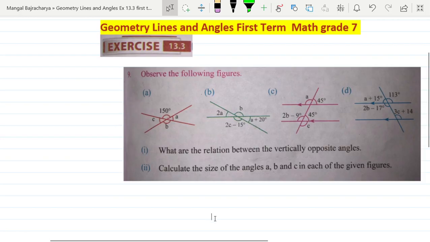Okay, so here is a combination of the vertical opposite angle and the straight angle. Right? So both are used here together. So I go with first number A. What we are asked here is to solve the value of A, B and C. So with 150 degree you can find any of these angles A, B, C at first. So it's up to you.